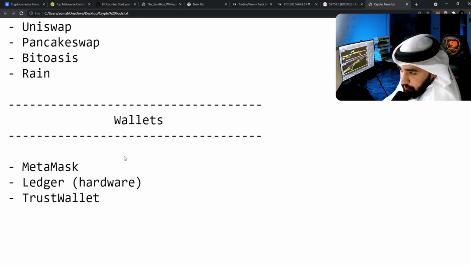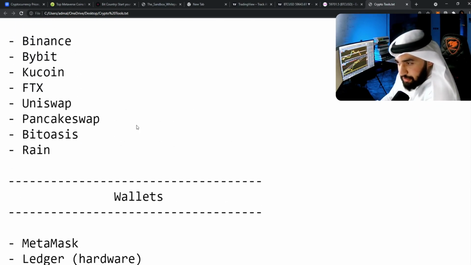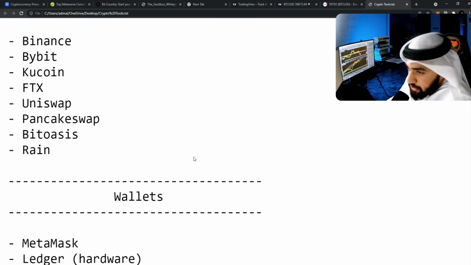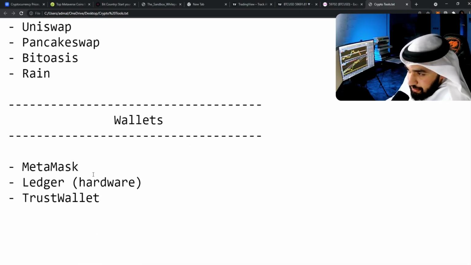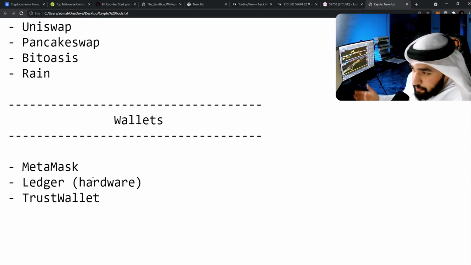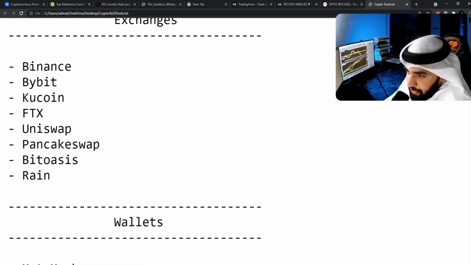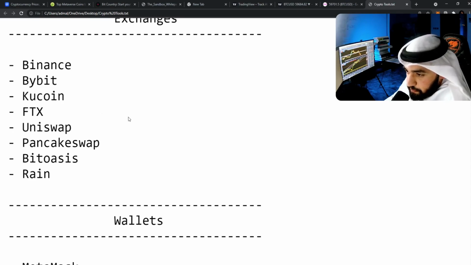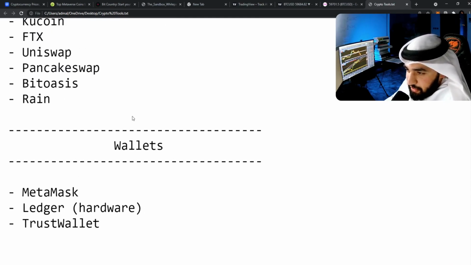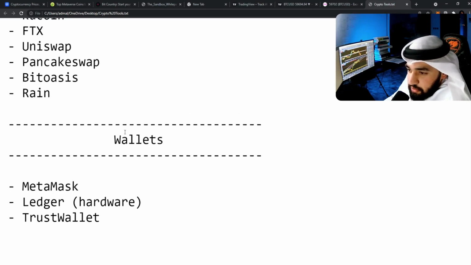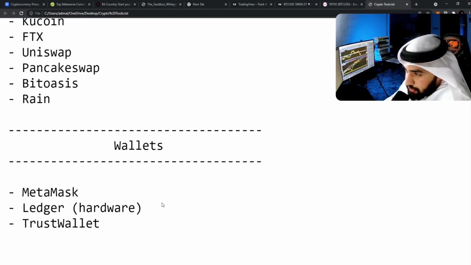Finally, wallets. You have many different types of wallets because, as they say, not your keys, not your coins. Not your keys meaning not your money. If you know how wallets work in blockchain, you have a public and a private key. If you don't have that private key, anyone can access your money. So, as this is a centralized exchange, you don't have your private key. So it's not that safe if you have a lot of money in there. That's why you need external wallets.